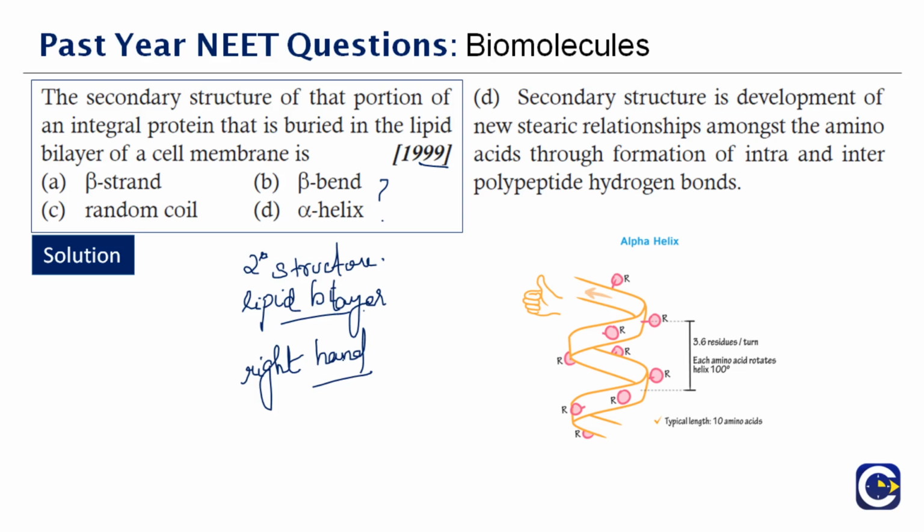3.6 residues per turn. Each amino acid will rotate at a helix of 100 degrees, and the typical length of an alpha helix will consist of 10 amino acids. Okay, so these are just extra information that you need to know. It might help you, right? So the correct answer is option D.